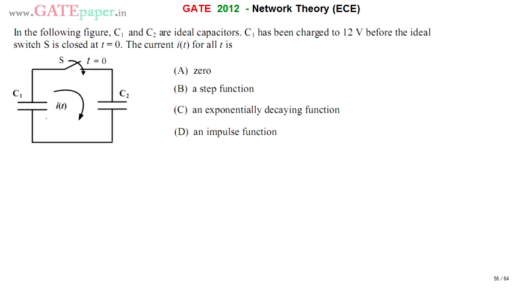Hello, we are discussing the GATE 2012 ECE paper. Look at the diagram where both the capacitors C1 and C2 are ideal. C1 has been charged to 12 volts before the switch is closed at t = 0. Find the type of current waveform.